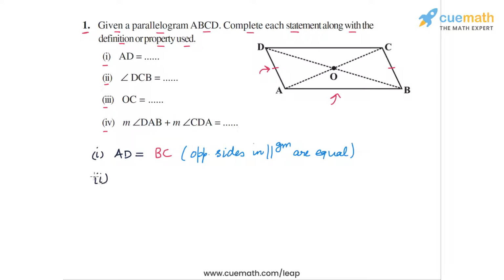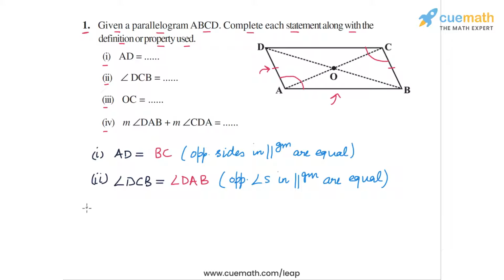Now in the second statement, we have angle DCB equal to what? So angle DCB is this angle here, and we know that in a parallelogram, opposite angles are equal. So angle DCB will be equal to angle DAB, this angle here, because this is opposite to angle DCB. So we can complete the second statement as angle DCB is equal to angle DAB, and the reason is that the opposite angles in any parallelogram are equal.